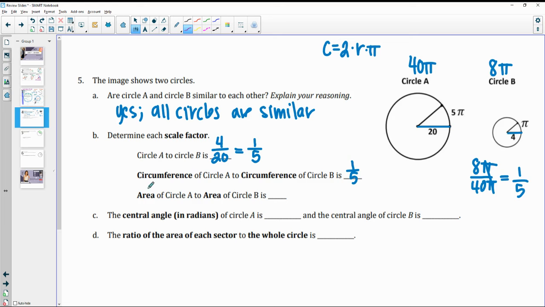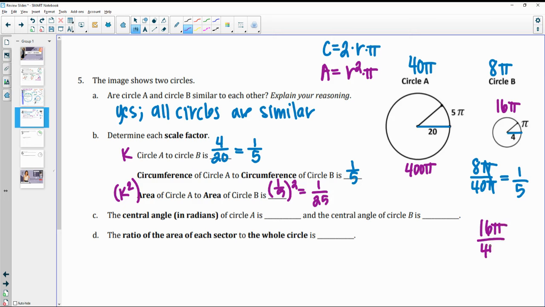Then the area factor. So remember, scale factor is k. Your area factor is k squared. So this is just going to be 1 over 5 squared. So the 1 squared is 1, 5 squared is 25. So that's going to be our area factor. Again, you could actually calculate the area. The area is just r squared times pi. So we would take 20 squared, which is 400 pi. And then this one would be 4 squared, which is 16 times pi. And then you could compare those. So 16 pi divided by 400 pi. The pi's will cancel out. 16 divided by 16 is 1. 400 divided by 16 is 25. And you see that you get that.